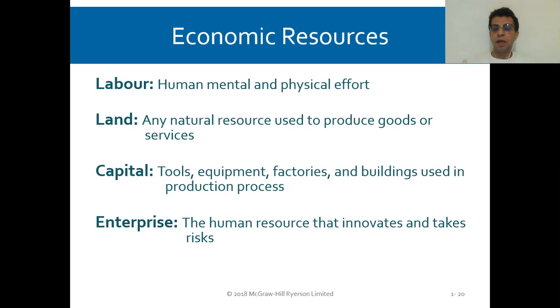Housing is a part of the land. Then capital could be tools, equipment, factories, and buildings used in the production process. Here, land is any natural resource used to produce a good or service. Capital is the tools that help you to produce this. And enterprise is the human resource that innovates and takes the risk, as we say, the business people. The entrepreneur is the best word for it.